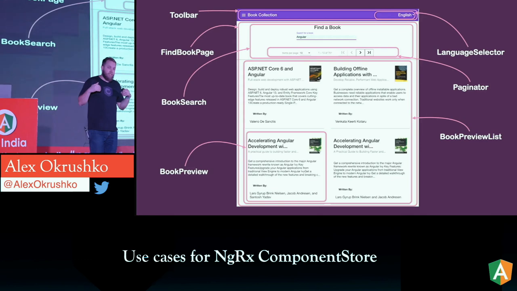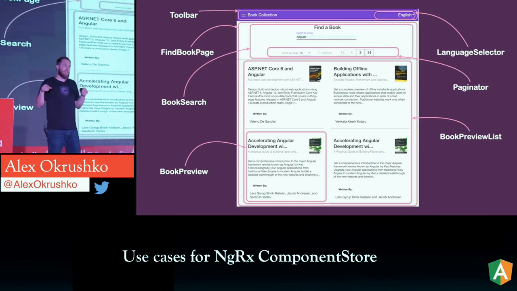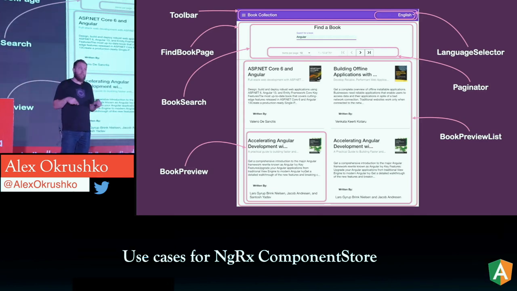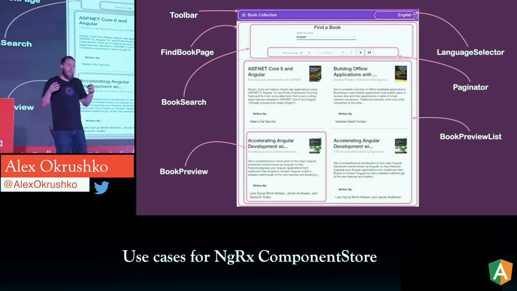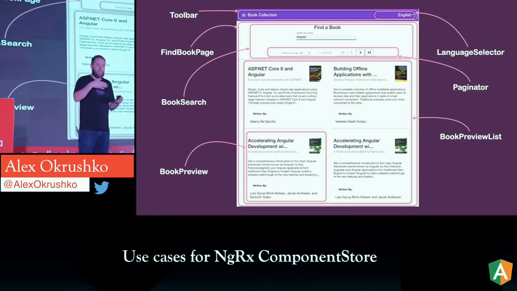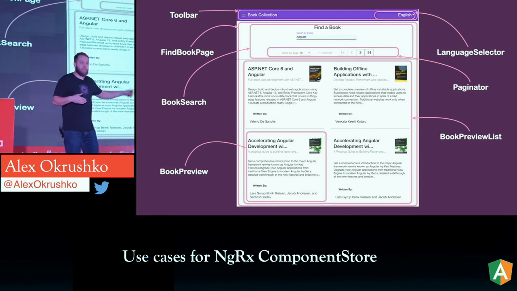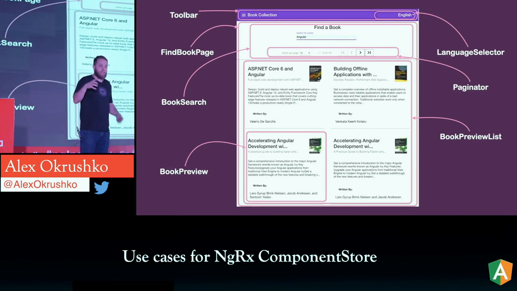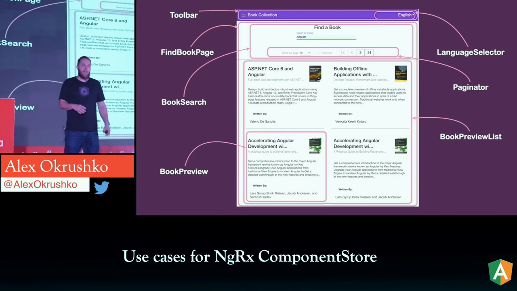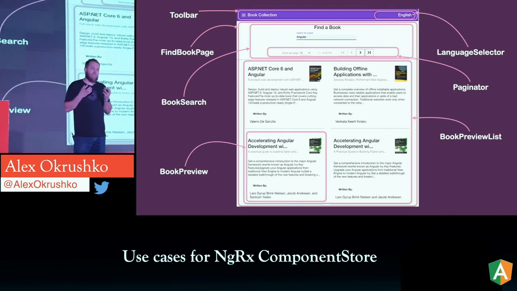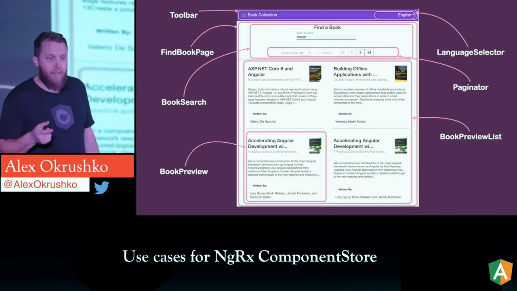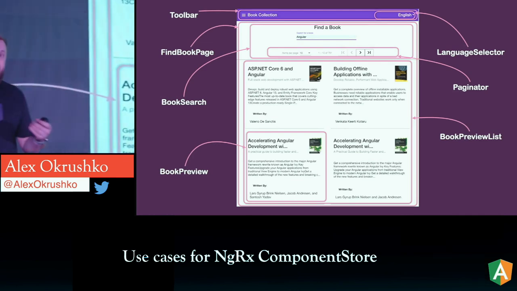Now, below you see the book preview list, right? That's the other component that has all the list of those book previews. And it basically goes and does the NG for book preview, right? So those are the smaller components, and that's pretty much as granular as we're gonna go. So this is the basic structure.